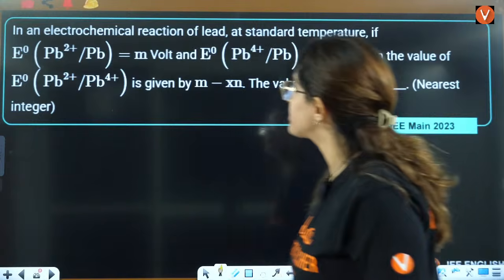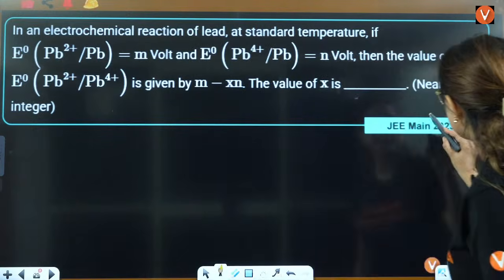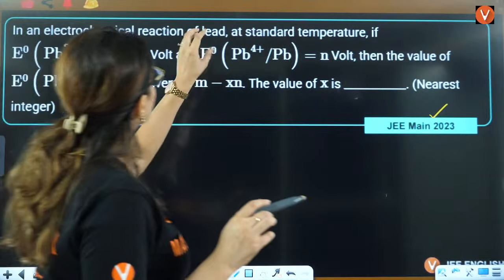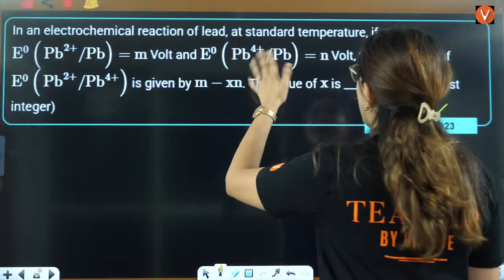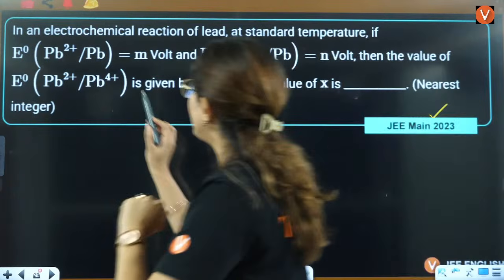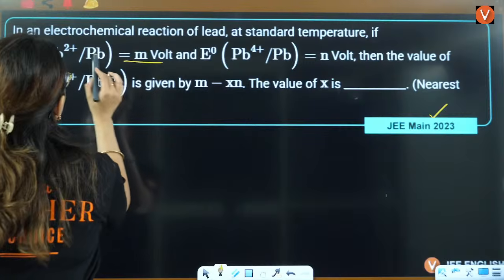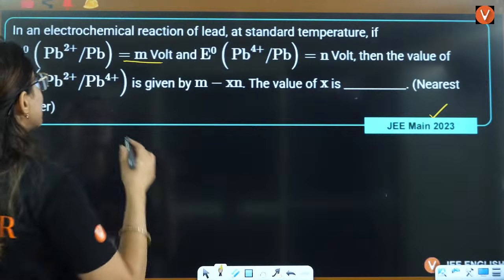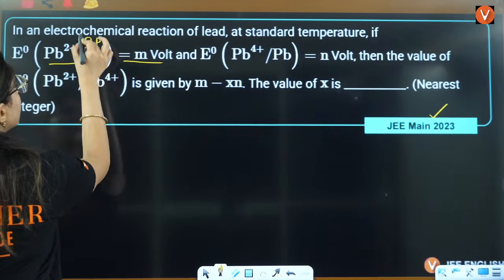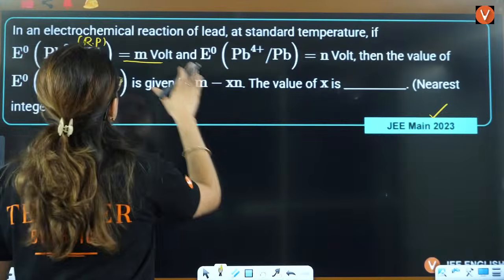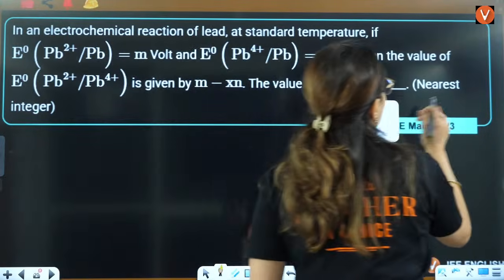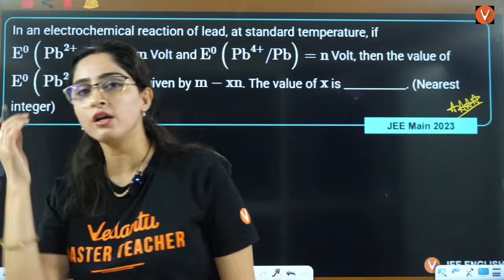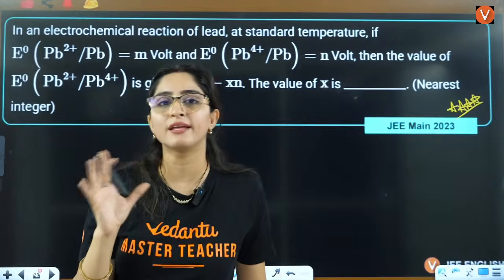Then the next question that was asked in JEE 2023, a similar kind of question. In an electrochemical reaction of lead at standard temperature, if the E naught value is M, this is 0 to +2; oxidation number is decreasing, that means this is reduction potential. This is a very interesting question that they are asking nowadays, based on conservation of Gibbs free energy.